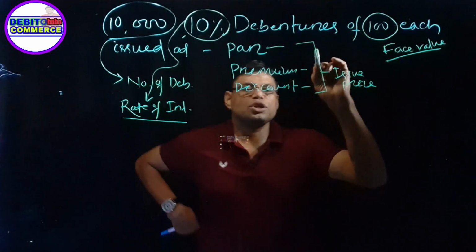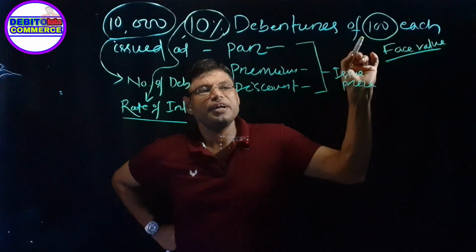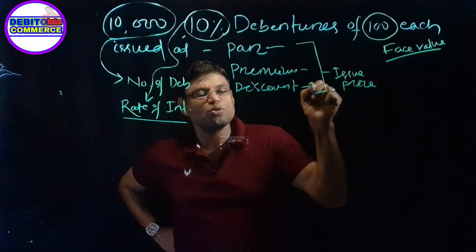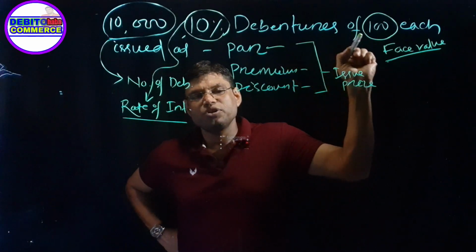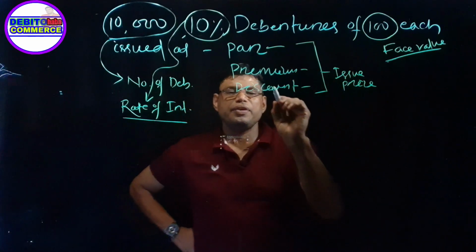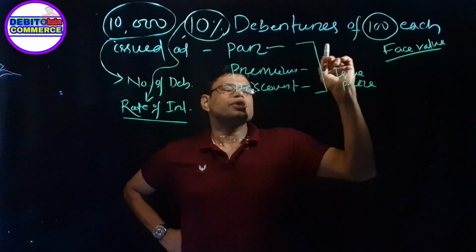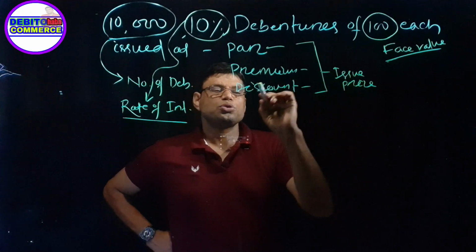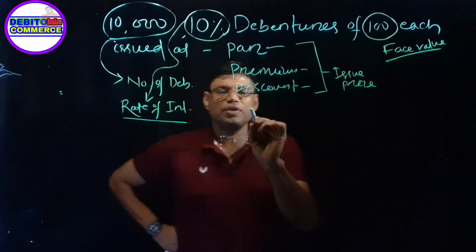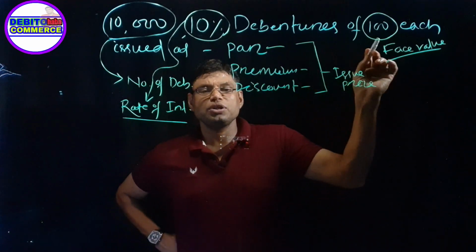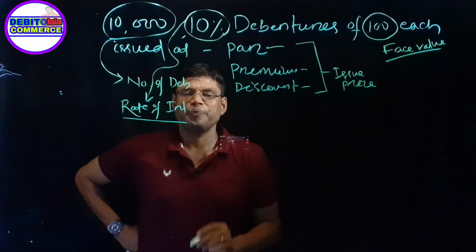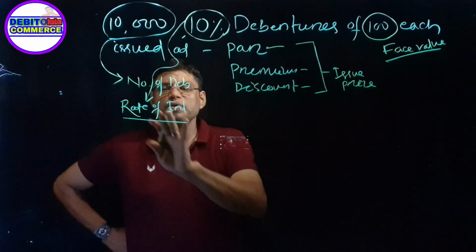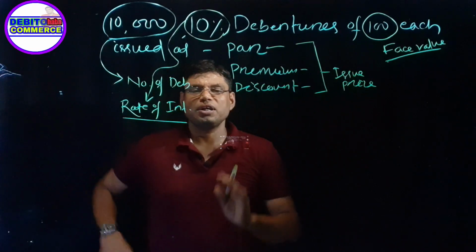If the company is issuing debentures of 100 each at par, that means the face value and the issue price both are equal. 100 का चीज 100 में बेच रहे हैं. If they are issued at premium, that means 100 का चीज ज़्यादा पे बेच रहे हैं, ज़्यादा पे इशू कर रहे हैं. If they are issued at discount, that means 100 का चीज वो लोग कम पे बेच रहे हैं. So this information is very important for the understanding of the concept of debentures.